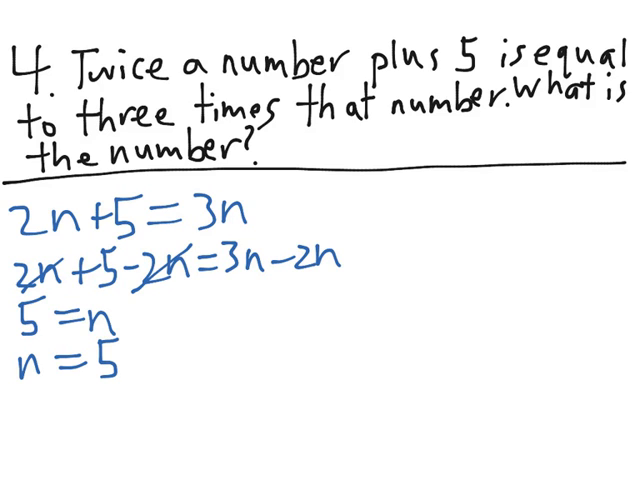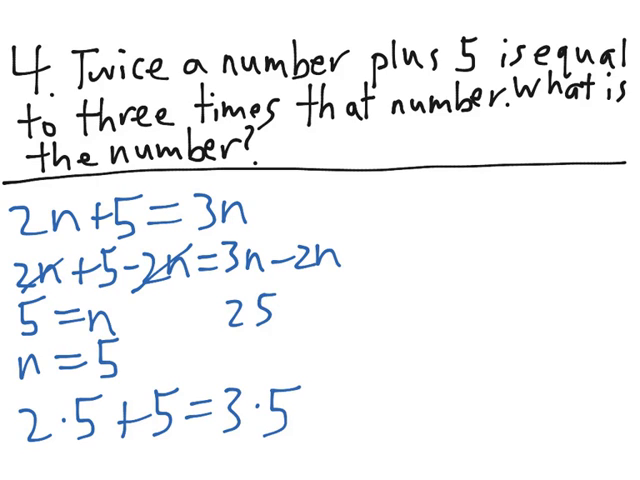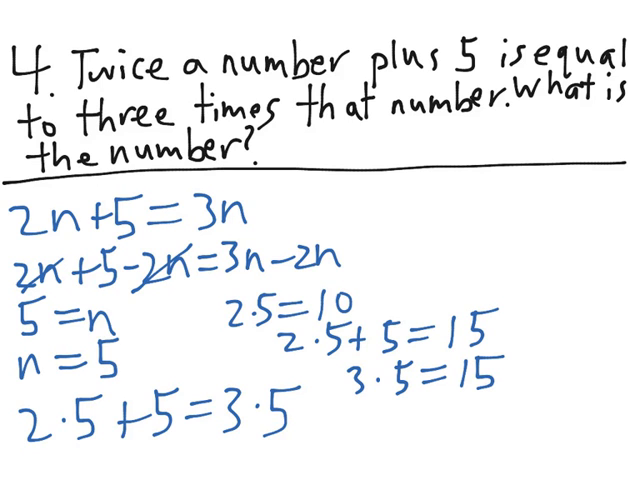If we plug in 5 where n is in the equation, we have 2 times 5 plus 5 is equal to 3 times 5. Now, 2 times 5 is equal to 10, so 2 times 5 plus 5 equals 15, and 3 times 5 equals 15. So this is correct.